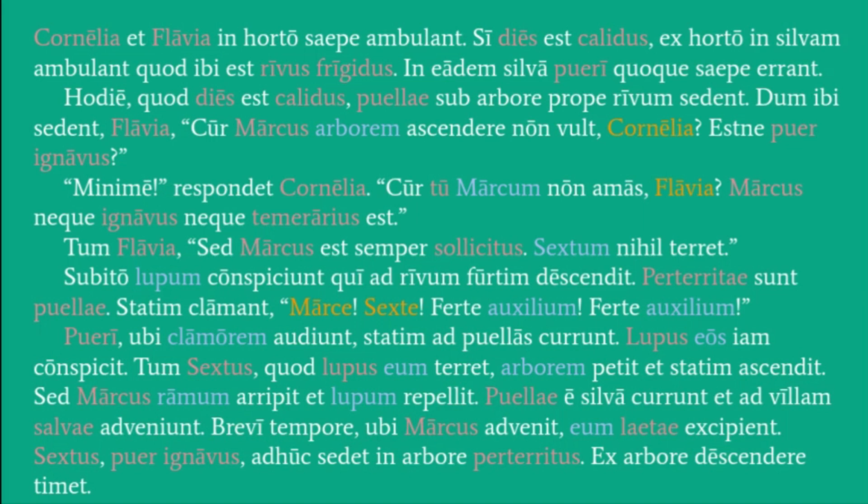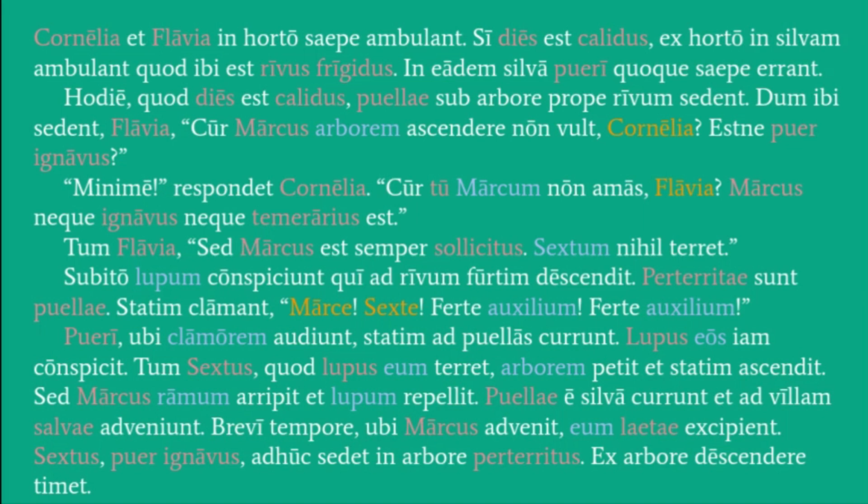So while they're sitting there, Flavia, right, Flavia says, and then we have a quote, Cur Marcus arborem ascendere non vult, Cornelia, esne puer ignavus, right? So Flavia asks, why does Marcus, there's my subject, non vult ascendere, or ascendere non vult. Why does he not want, non vult, ascendere, to climb? That's your complementary infinitive, the new grammar in this chapter, right? That's what it looks like. So why does he not want to climb arborem, the tree? Right? So why doesn't he want to climb the tree, Cornelia?